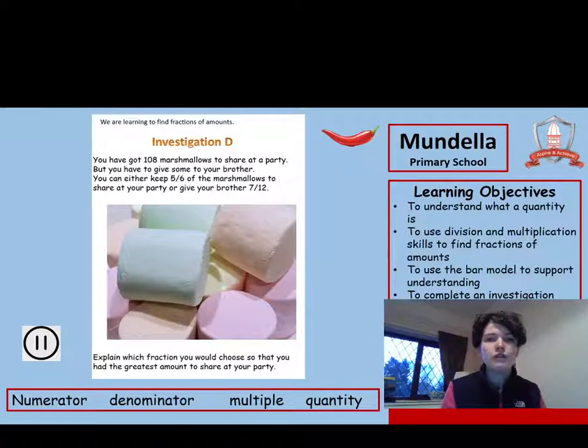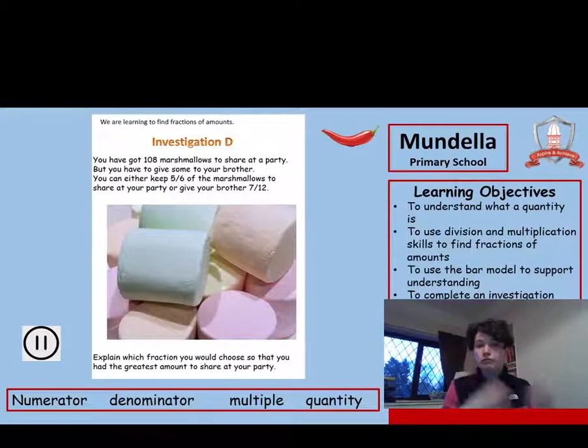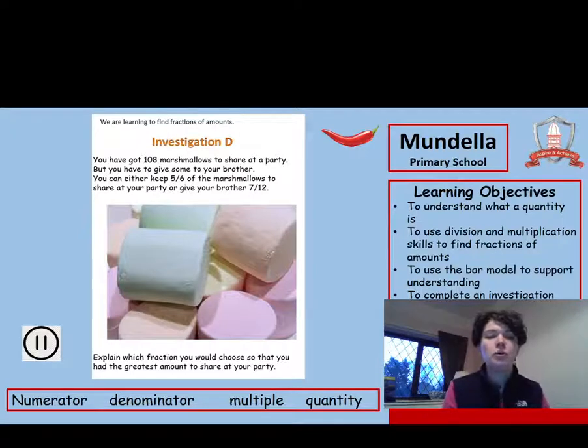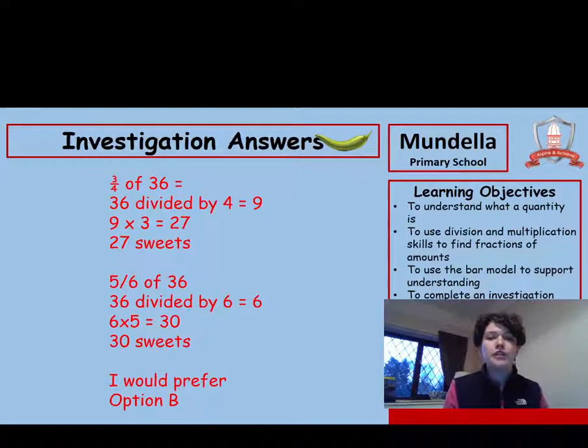Okay everyone, well done. Remember Year 5, if you want to try another investigation with a different coloured chili pepper, please feel free to do so. The more practice you have at this, the better it is. So don't feel you've just got to choose one. You can choose all three if you like. But the answers are now coming up on the screen in 3, 2, 1. Here we go. So that's for green chili pepper challenge.